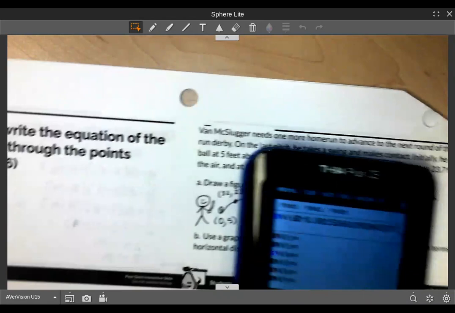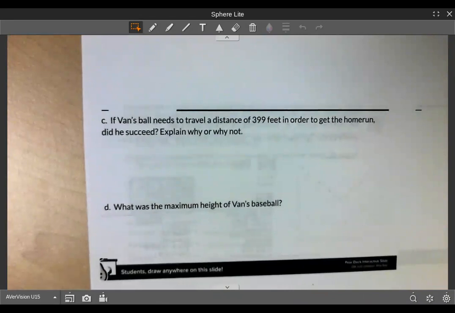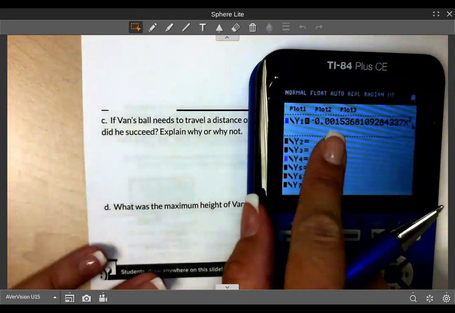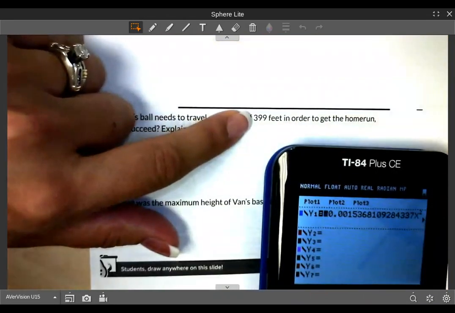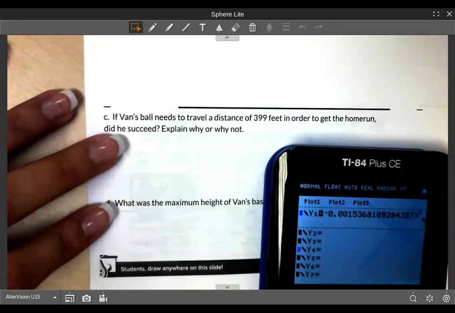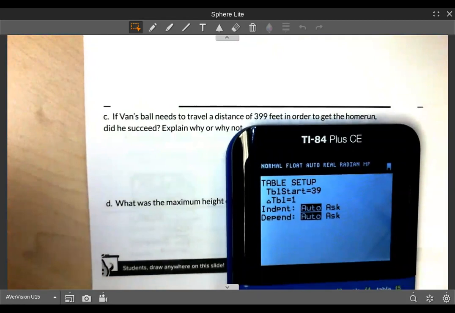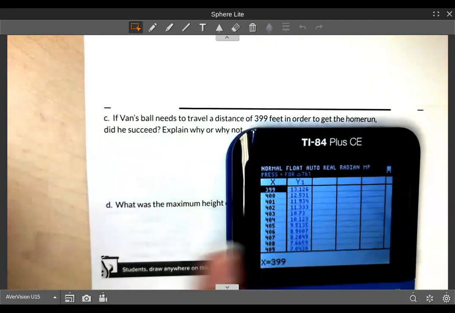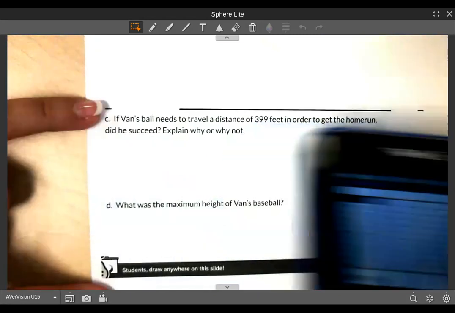So now when I'm answering questions like, if Van's baseball needs to travel a distance of 399 feet in order to get to the home run, did he succeed? Explain why or why not. Well, since I've already put it in y1, I can go ahead and go to the table at 399 to see if that ball is still up in the air. So that's one option. I can find the root to see when the ball does land on the ground. There's another option. Since it's in y1, I've got those options. So I'm going to go ahead and go to 399 on the table of values. And at 399, it is still 13 feet up in the air, so it has not landed, and he did make it.